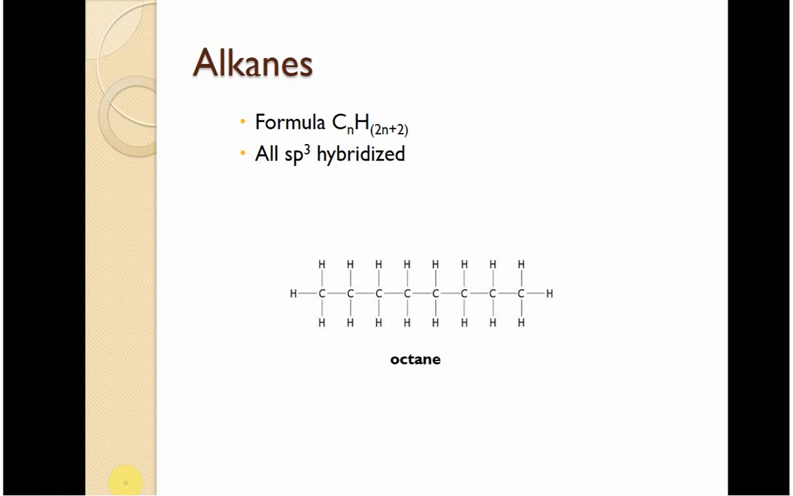Now, alkanes, all single bonds, have the formula CnH2n+2. If that doesn't help you at all, just do your carbon chain and then fill it in with hydrogens. So these are all going to be sp3 hybridized. This carbon has 1, 2, 3, 4 bonds. One s and three p orbitals are involved there. This carbon, 1, 2, 3, 4, all sp3 hybridized, okay? So this is octane, 1, 2, 3, 4, 5, 6, 7, 8. Oct meaning 8, so there's 8 carbons in that long chain. Ane meaning all single bonds.